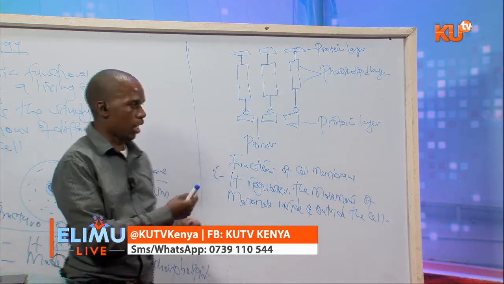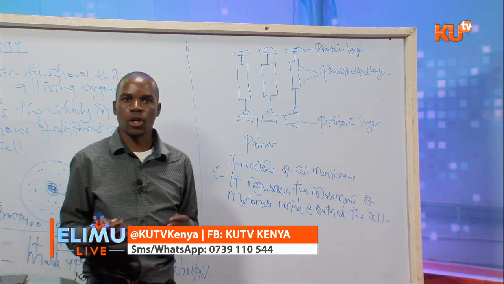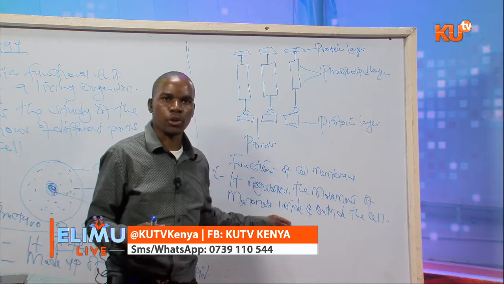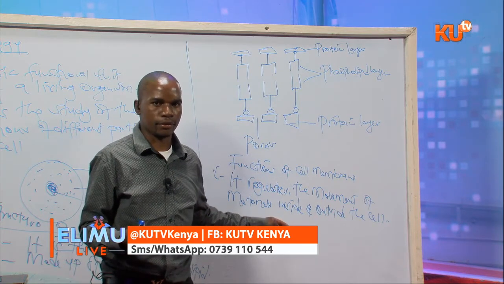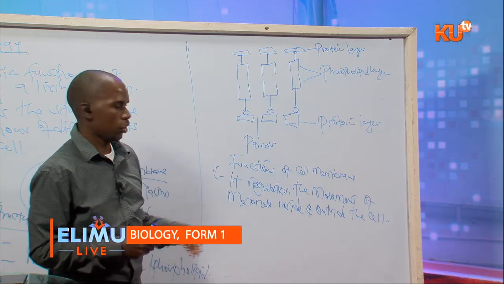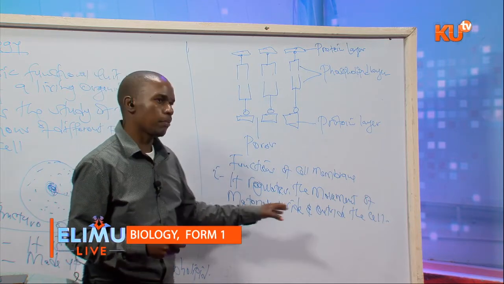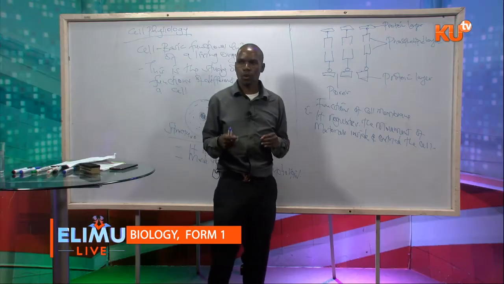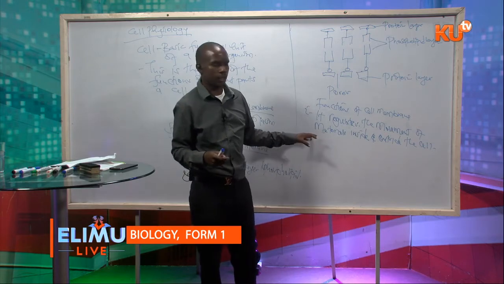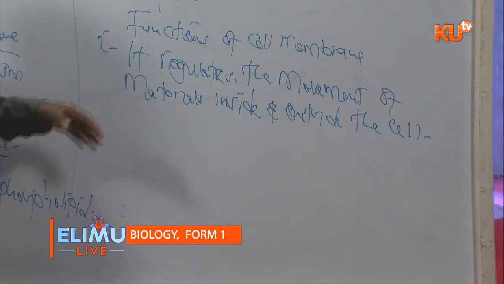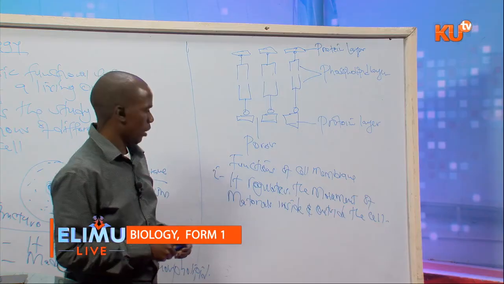Now, when we are talking about regulation, we are saying that we have some particles that are allowed to come inside the cell, but we also have other larger particles that are not allowed to come inside the cell. Because of that, we need a membrane that is going to siphon those particles that we do not want, so that we remain with what we want within the cell. So that is the function of a cell membrane. It allows only what we require to come within the cell.